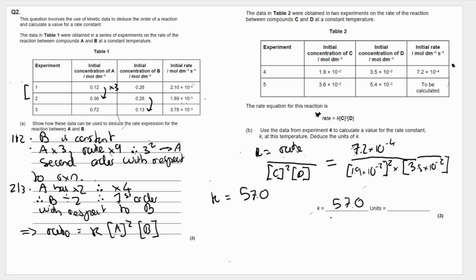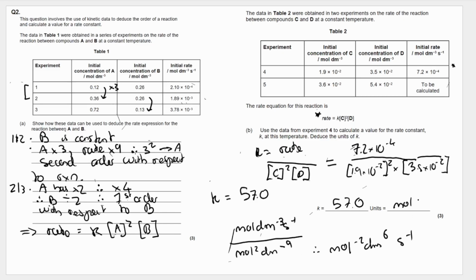Now what are k's units? Well, having a look at what we've done here, we've got mol per dm to the minus 3 per second, and then we've got mol squared per dm to the minus 6. Minus 9, sorry, because we're cubing it. And therefore, that means that the overall units should be mol to the minus 2 dm to the 6 seconds to the minus 1, because we divide this side by this side, and we've got per seconds. And that gives us our value of the units.